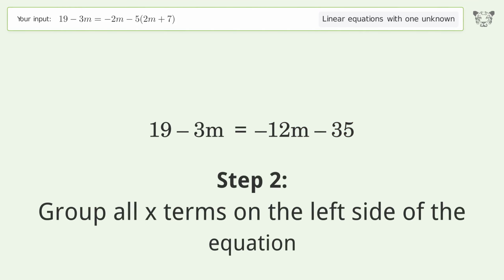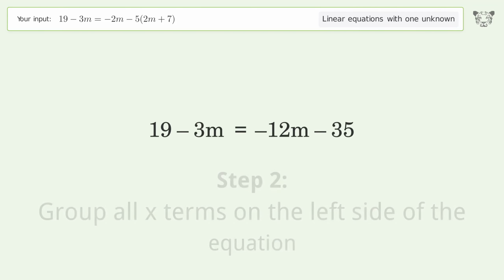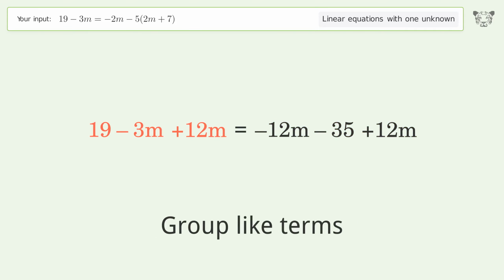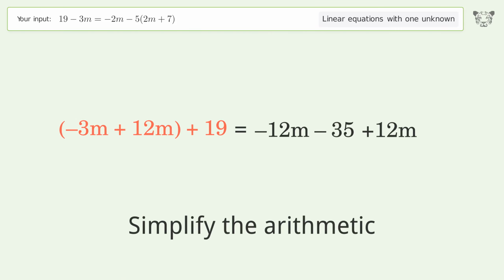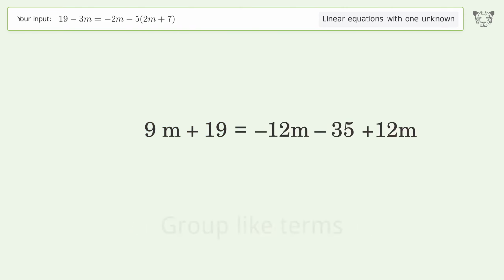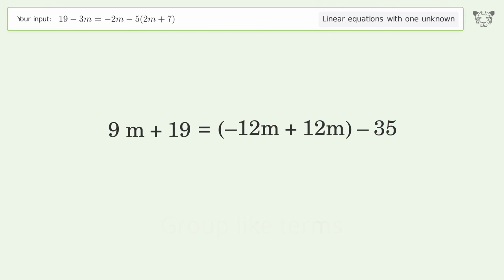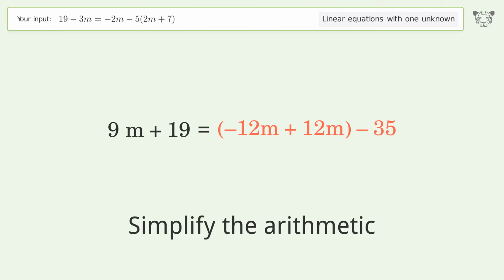Group all x terms on the left side of the equation. Add 12m to both sides. Group like terms. Simplify the arithmetic. Group like terms. Simplify the arithmetic.